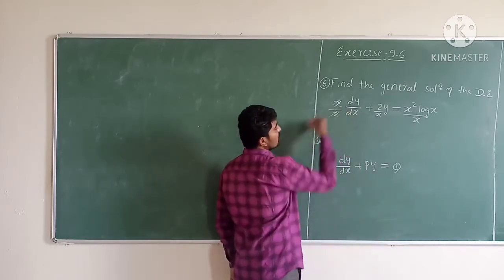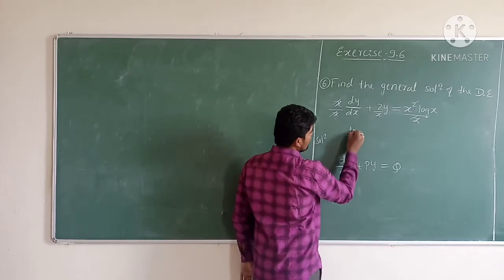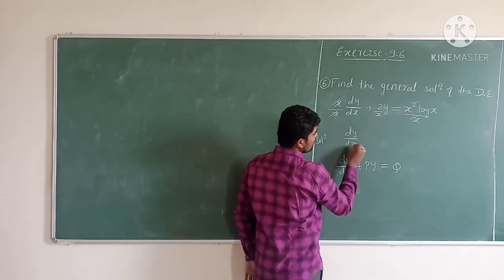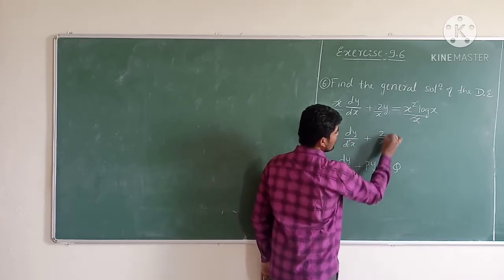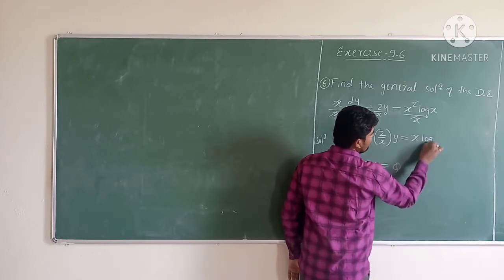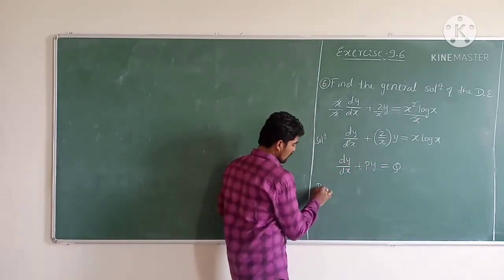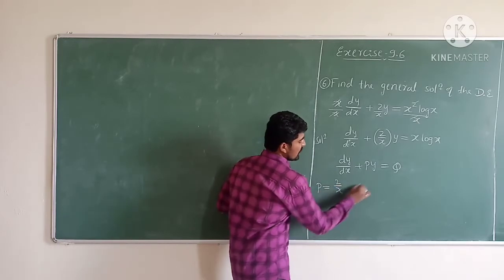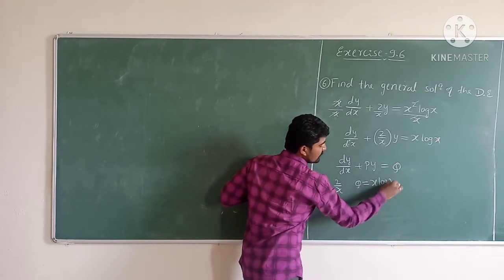So here x and x get cancelled. Here x and 1 by x get cancelled. Remaining dy divided by dx plus 2 by x into y, which is equal to x log x. So on comparing these two, we get the value of p is equal to 2 by x and the value of q is equal to x into log x.